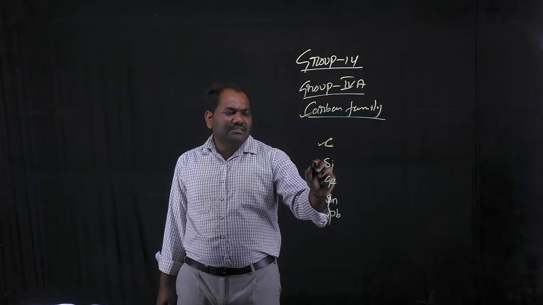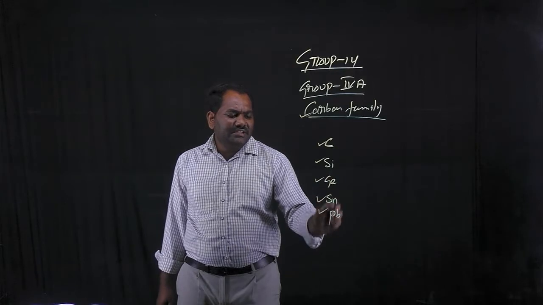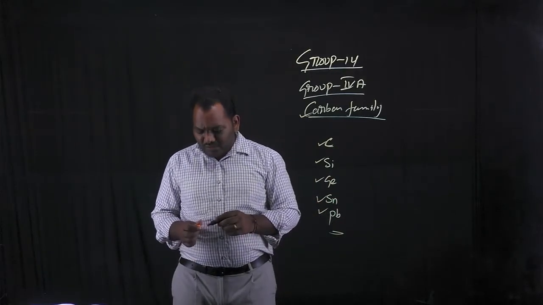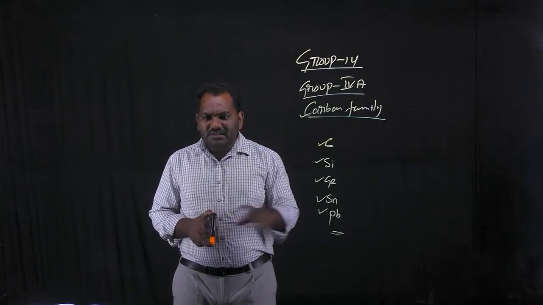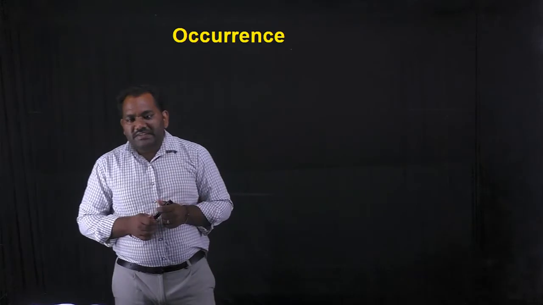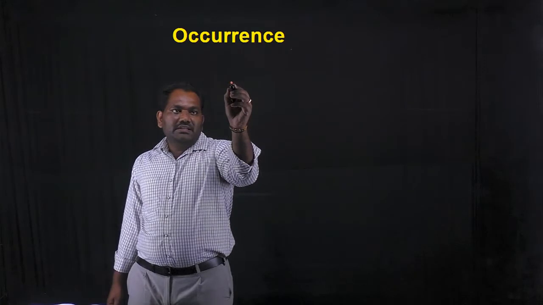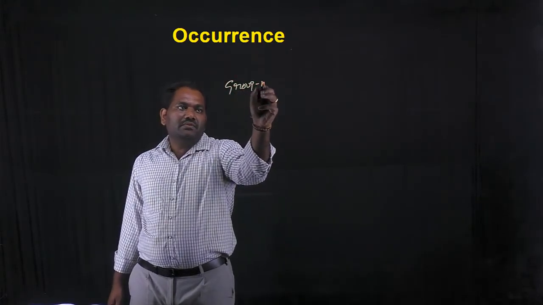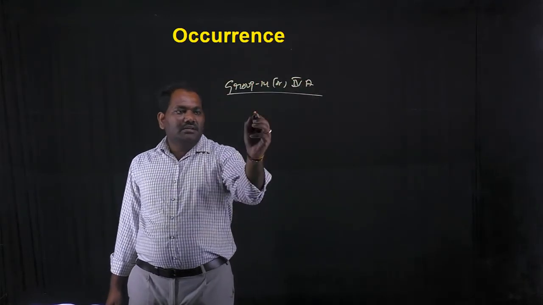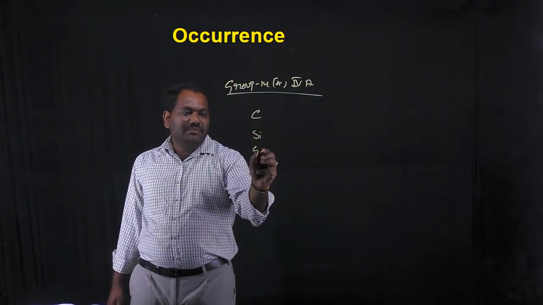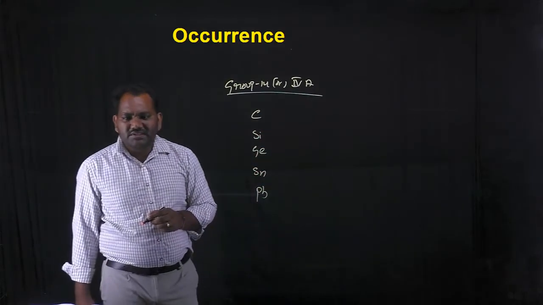First one is carbon, second one is silicon, third one is germanium, fourth one is tin, and fifth one is lead. That is about the 14th group family. Let's discuss the occurrence of the group 14 elements. We know the elements present in group 14 or 4A are carbon, silicon, germanium, tin, and lead.